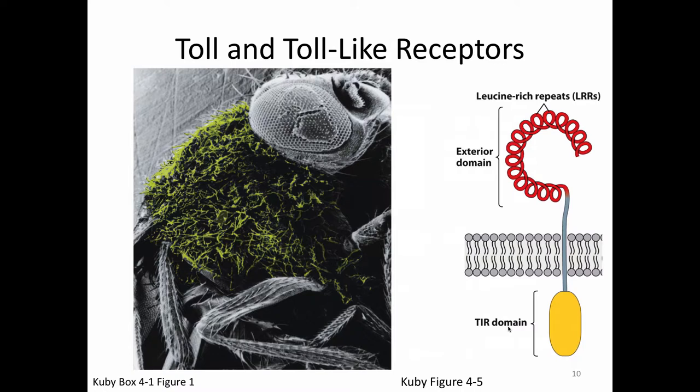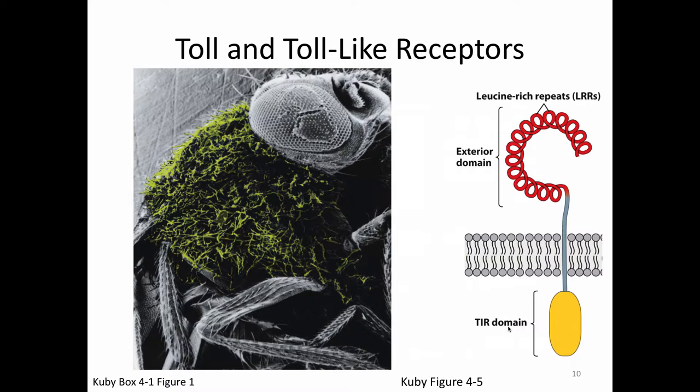And so people then also realized that this same toll had a role outside of development. It in fact seemed to have this immune function to help protect against microbes. So the first big group of pattern recognition receptors that were described were the TLRs, or the toll-like receptors, based on this fly with the fungal infection.